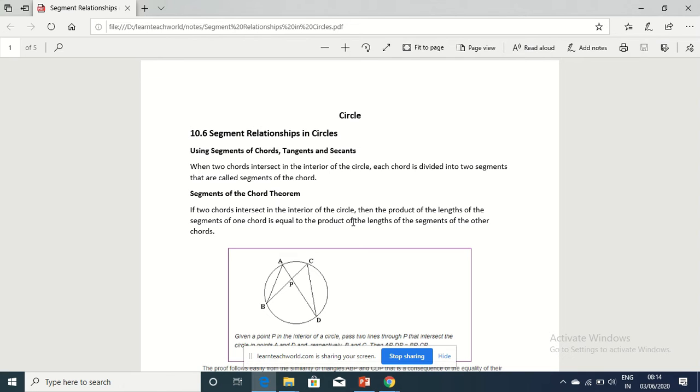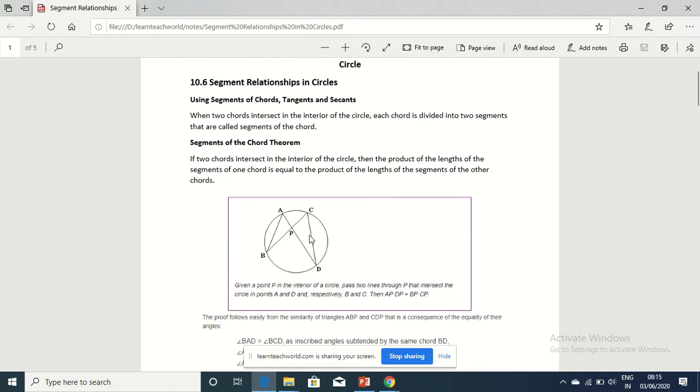Basically, when two chords intersect in the interior of the circle, each chord will divide it into two different segments. So whenever you have two chords that are intersecting, you will have two different segments, and those are known as the segments of the chords. If you have a circle like this and I create two chords, then two different segments will be created.